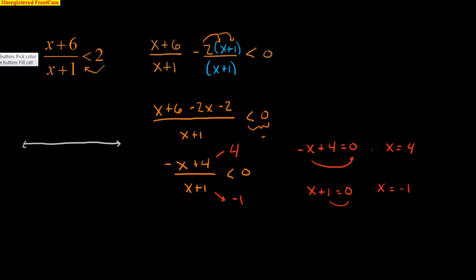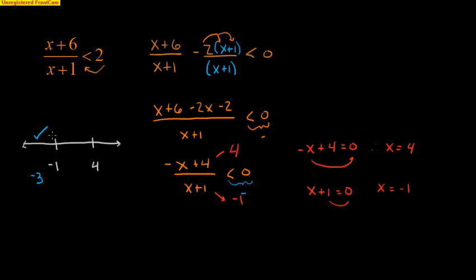So once again, I want to make sure I put them in order. So I got negative 1, 4. So I got 2 critical numbers. I'm going to test 3 intervals. So a number that's smaller than negative 1, I'm going to try negative 3. So I put in negative 3. Opposite of negative 3 is 3. 3 plus 4 is 7. So I got a positive over a negative. Positive divided by negative is a negative, and that's what I want. I want a negative right here.